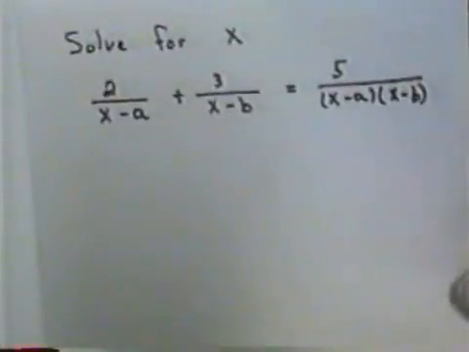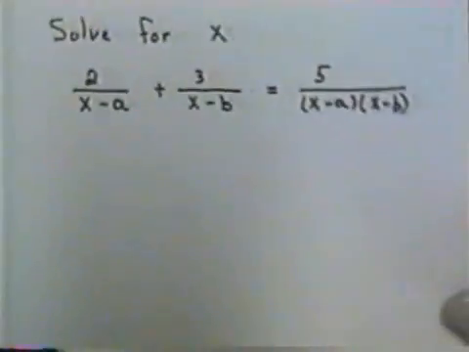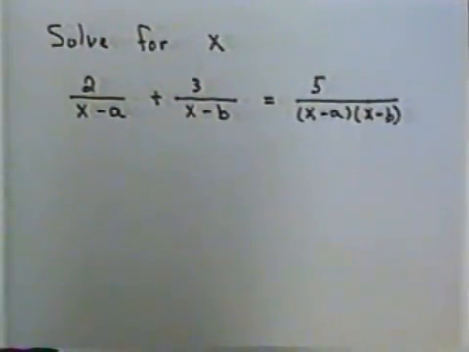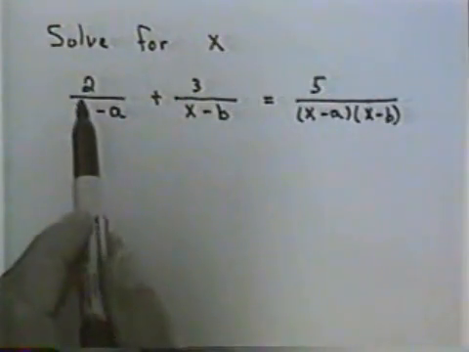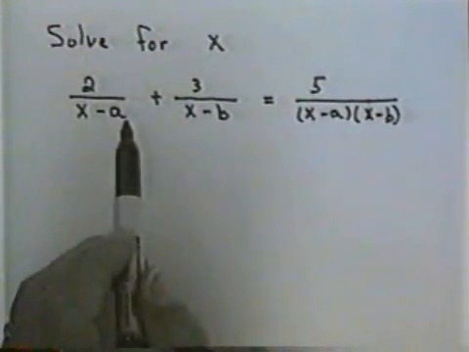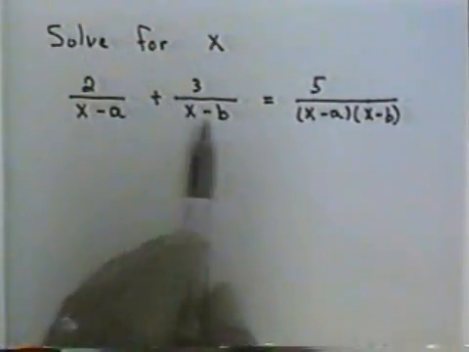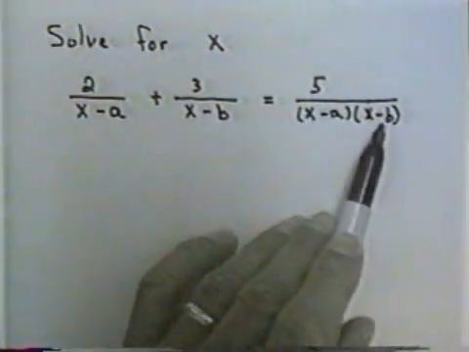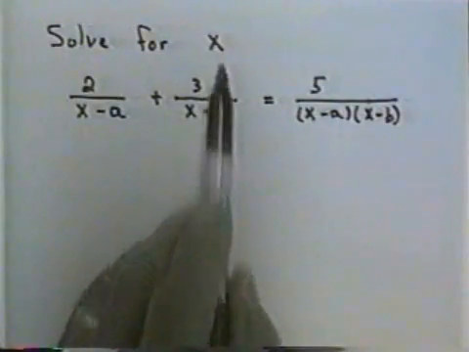The same process we've just been discussing can be used to solve literal equations. Now, literal equations would be an equation involving more than one letter, and you have to solve for one of the letters in terms of the others. So what we want to do is to solve 2 over x minus a plus 3 over x minus b is equal to 5 over x minus a times x minus b for x.